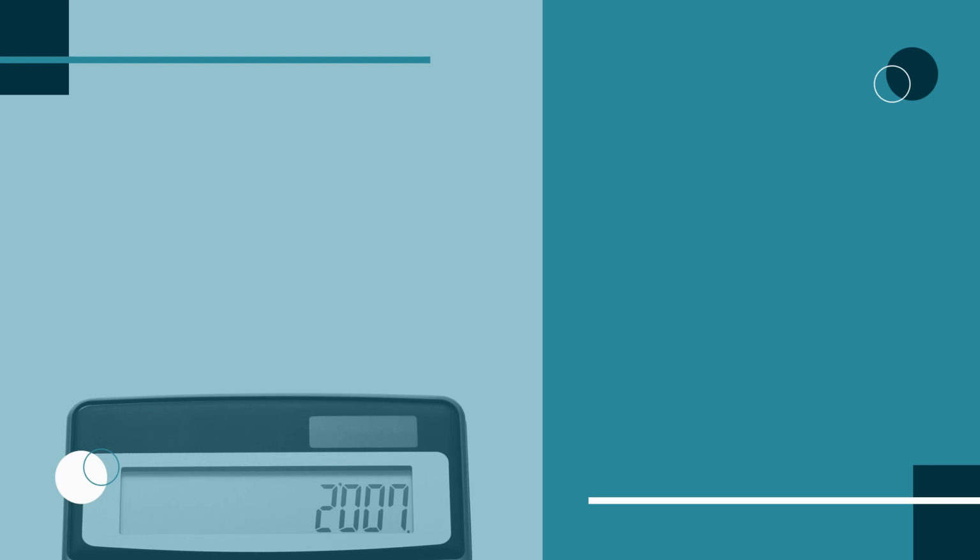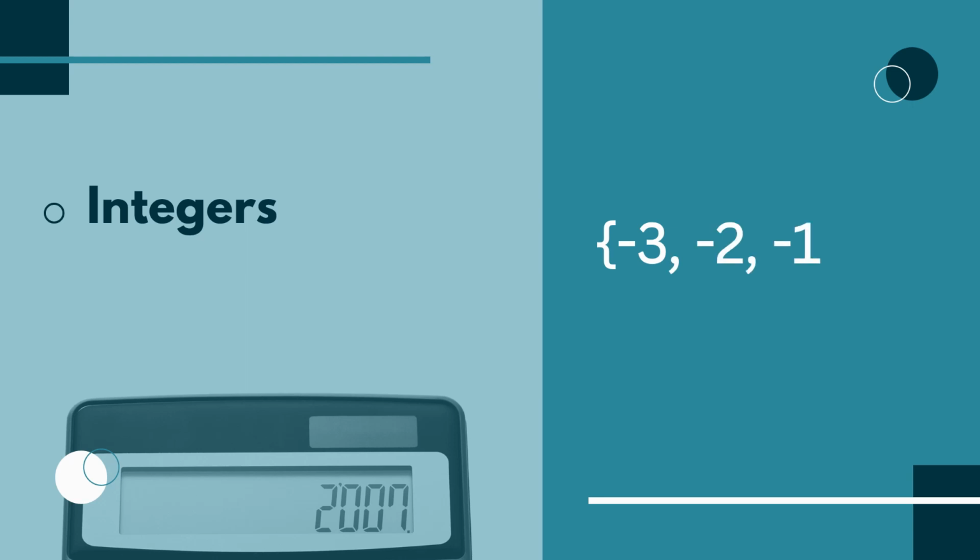Whole numbers and their opposites make up the set of integers. So this is an example of the set of integers. We have the set of -3, -2, -1, 0, 1, 2, 3, and so on. So when we say integers, these are numbers from negative to positive, including 0.